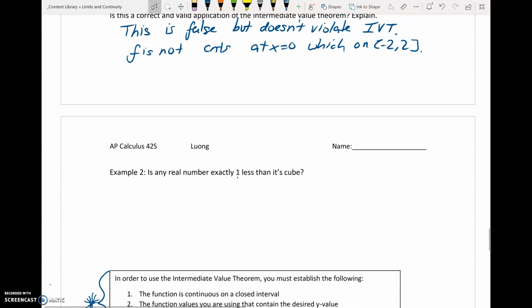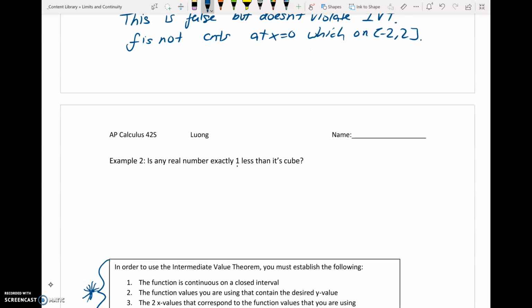Here's another example. Is any real number exactly 1 less than its cube? What does this actually look like algebraically? This is x is equal to x cubed minus 1. So you want to show that this is true. Well, first you need to state let x be that number.